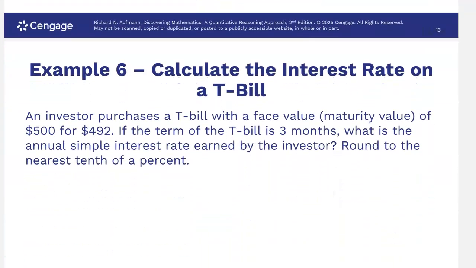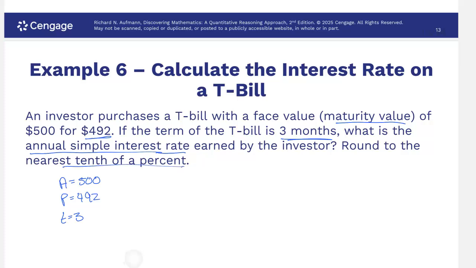So we could use simple interest to help us figure out interest rates of T-bills. So an investor purchases a T-bill with a face value, this is a maturity value, of 500. So that's going to be our future amount. That's what it's going to be worth at the end. And they purchased it for $492. The T-bill is a 3-month bill. We want to know the annual interest rate, and we're going to round to the nearest 0.1%.